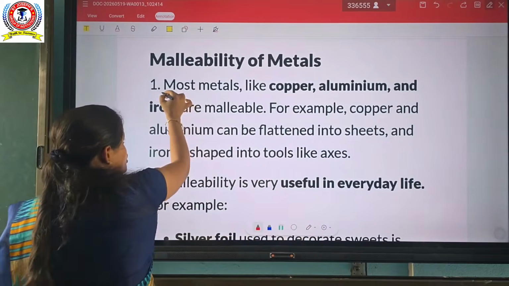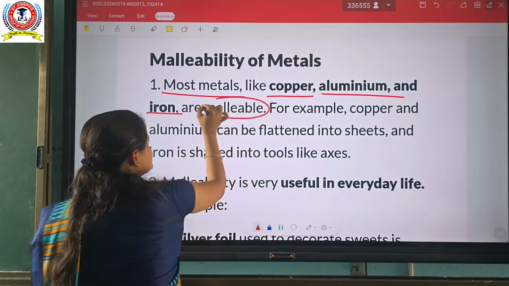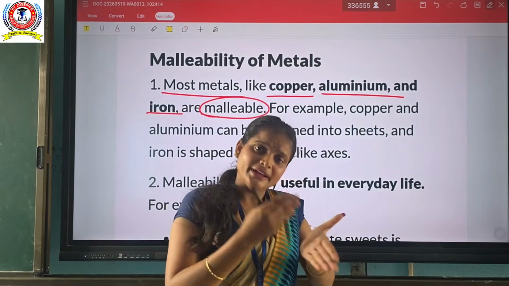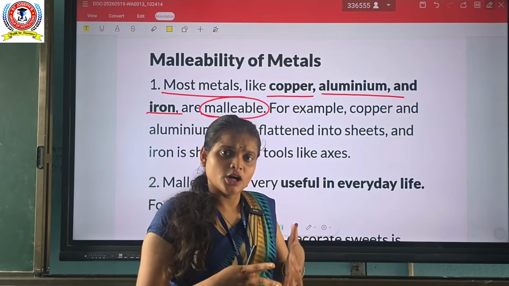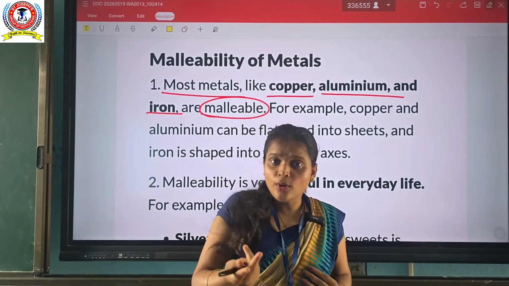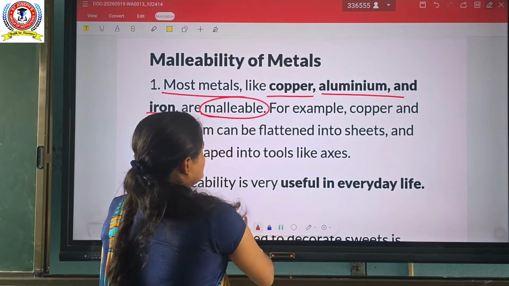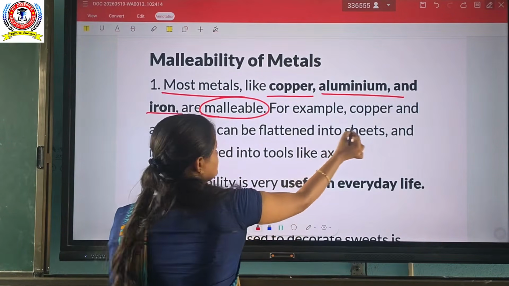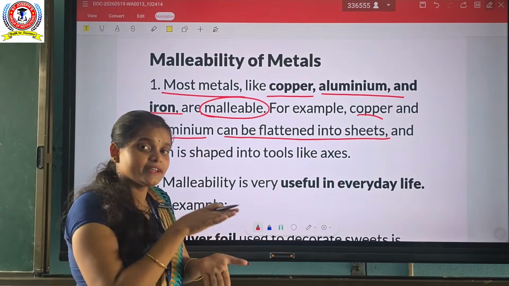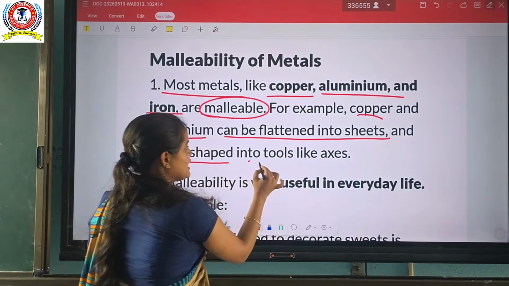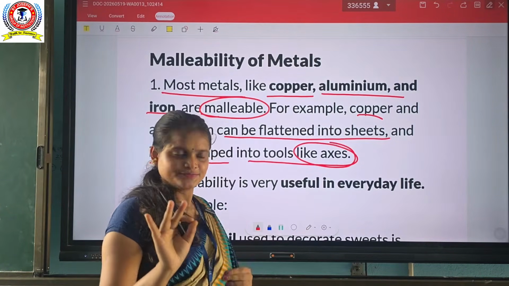So here, most metals like copper, aluminium and iron are malleable. Listen carefully. Malleable means we can beat it into a thin sheet without breaking. Iron, copper, aluminium, gold and silver also have a malleable nature. For example, copper and aluminium can be flattened into sheets, and iron can be shaped into something like an axe. Have you seen that? That is also made of iron, or not? Very good.